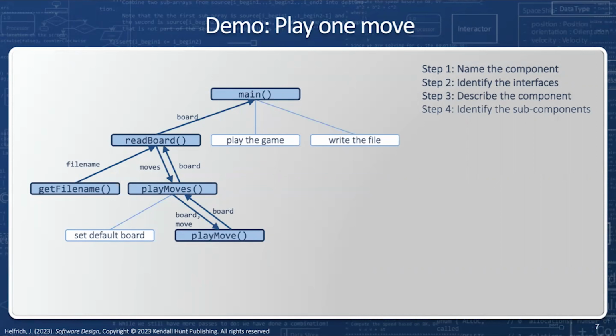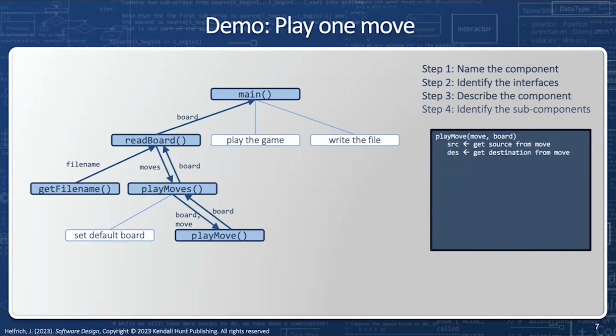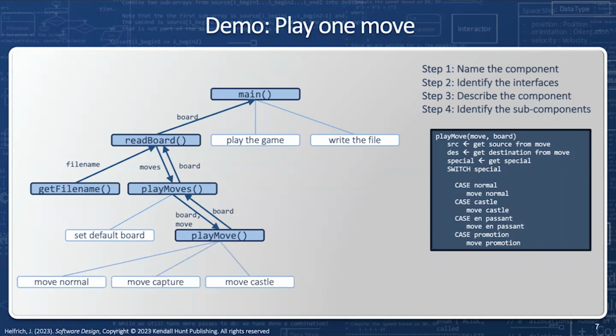Describe the component. Once again, I will use pseudocode, and I'm going to get the source and destination of the piece, where it goes from and where it goes to. But also, chess has a bunch of special moves. For an example, I could just do a normal move, or I can castle, I can do an en passant, or I can promote. And each one of these is going to require some extra code that I don't want to deal with right now. So I'm going to have another function do that for me. So identify the subcomponents, and the main ones are move normal, move capture, move castle, and move promotion. I probably also should have a get source for move and get destination for move. That may or may not turn out to be non-trivial, but I'll worry about that later.